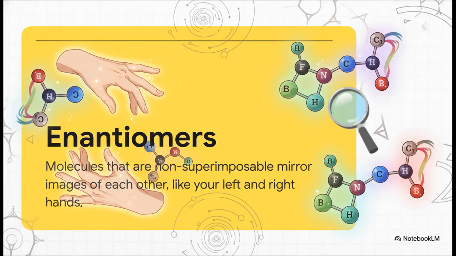The easiest way to think about it is to look at your own hands. They are perfect mirror images, right? But try to place your left hand perfectly on top of your right, you can't. They're non-superimposable. Molecules can be the same way. We call these mirror image twins enantiomers.